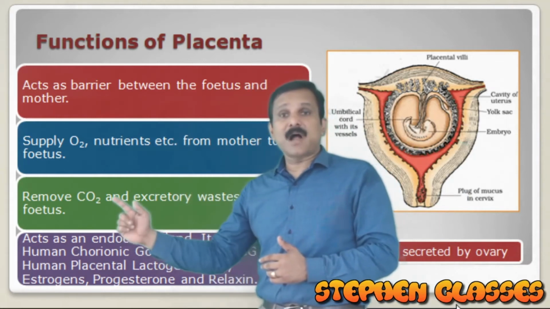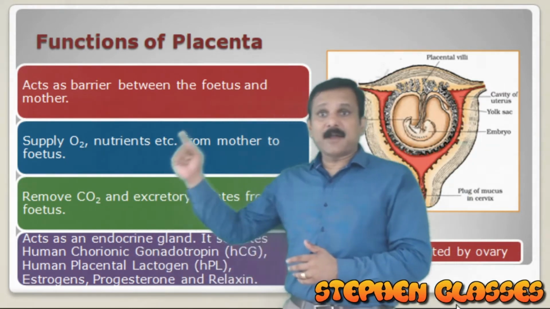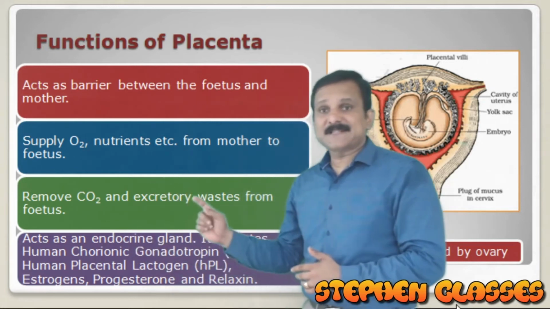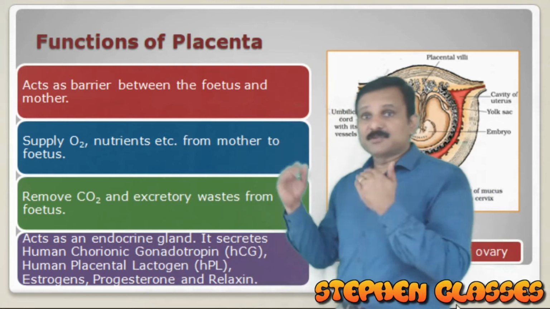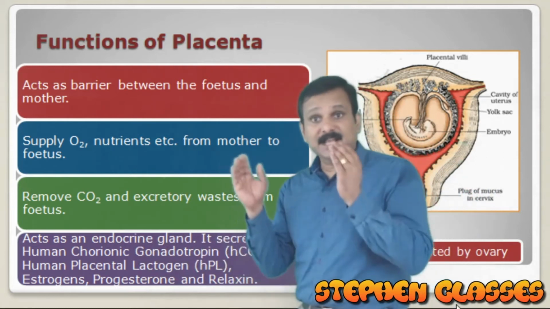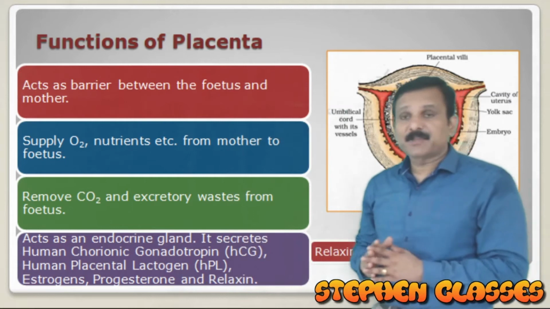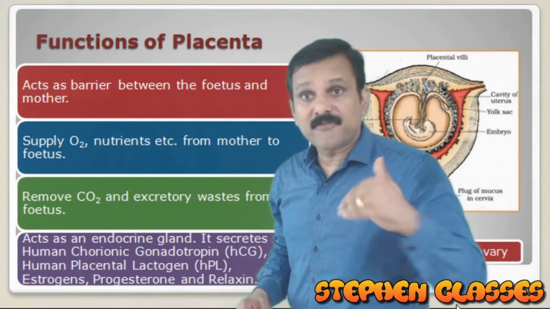What about the third one? It is the removal of carbon dioxide. When carbon dioxide and excretory waste are formed in the fetus, they have to be removed, and that removal will happen through the placenta. So the placenta will also help in the removal of carbon dioxide and waste.